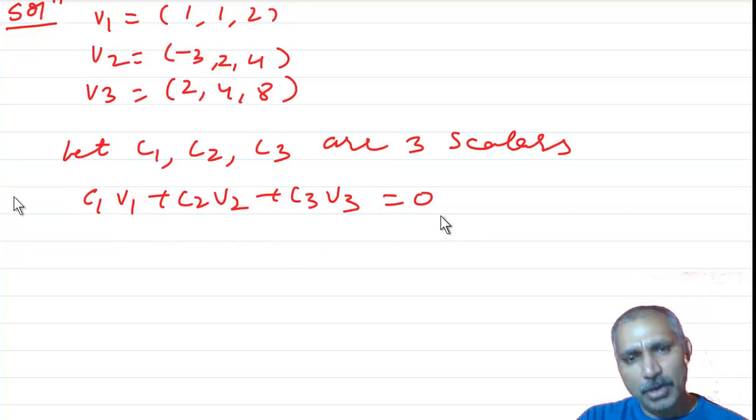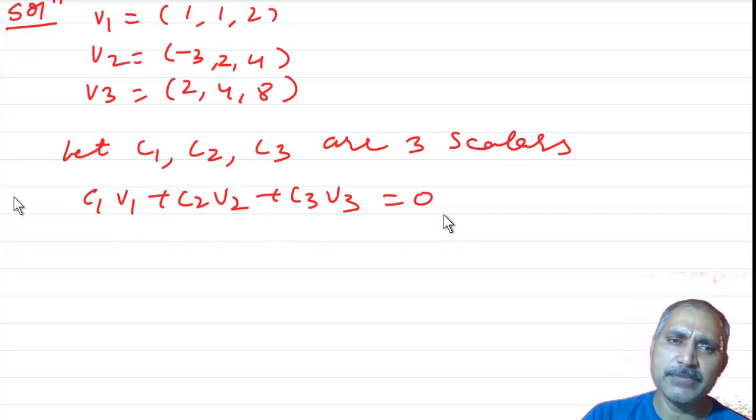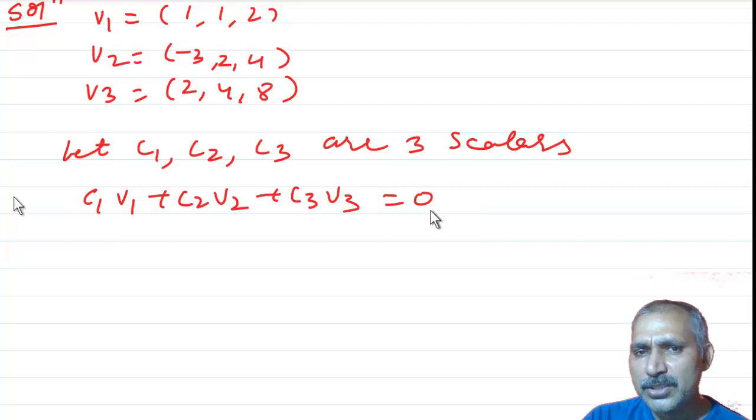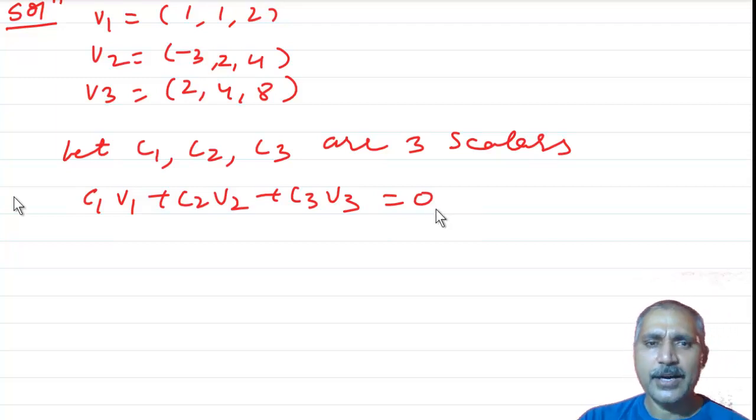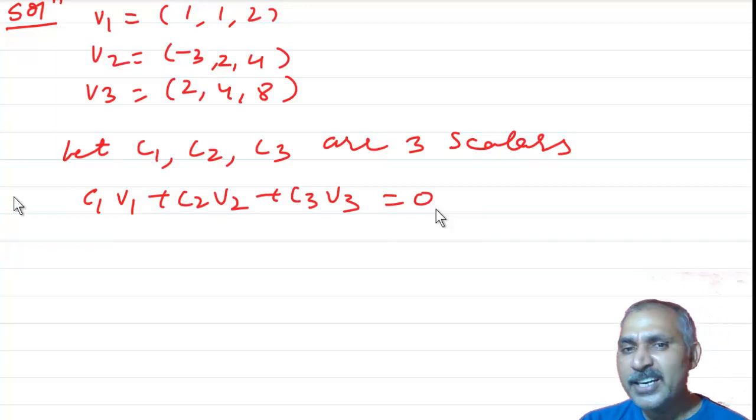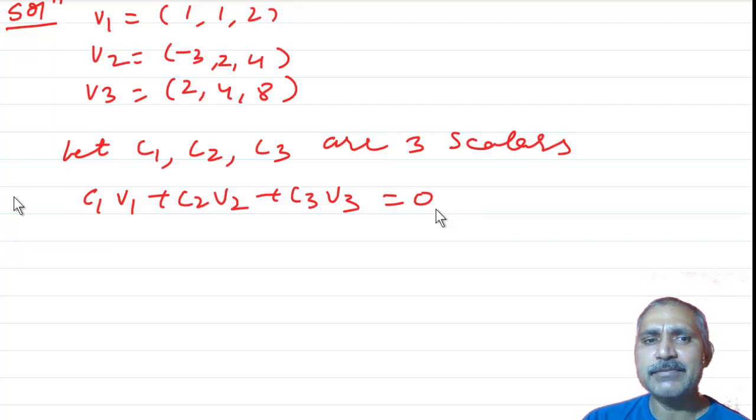Now we'll be solving this, and if the answer for C1, C2, and C3 all becomes 0, then it will be linearly independent. If any of these three are non-zero, then we say that it is linearly dependent.